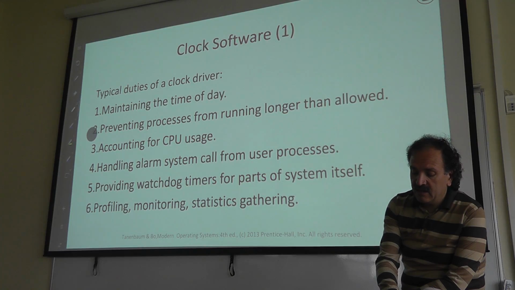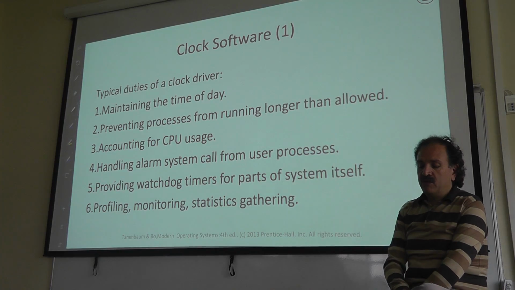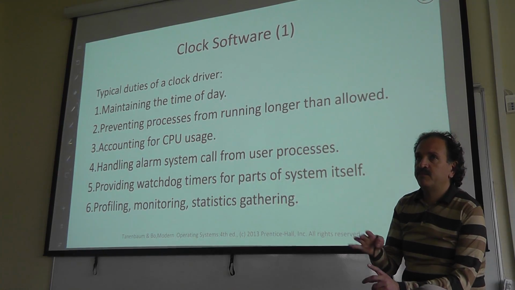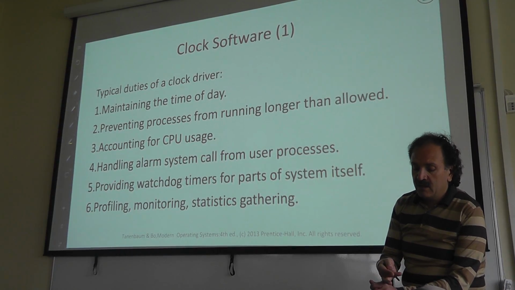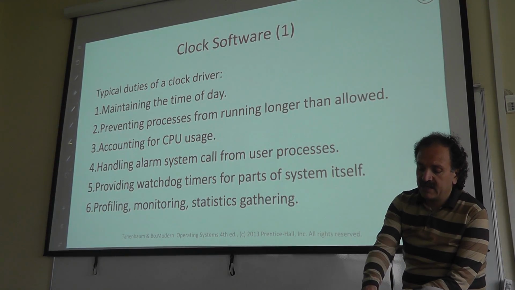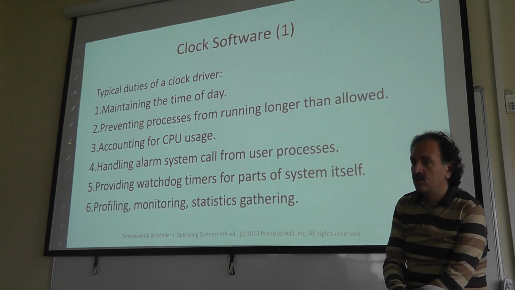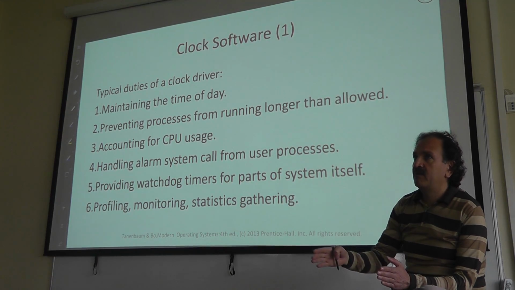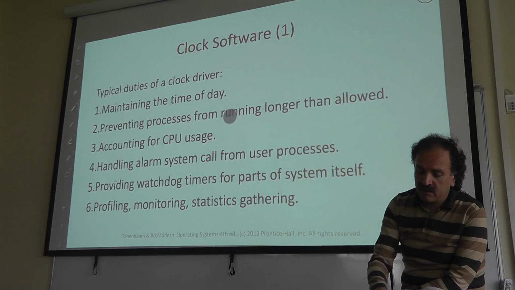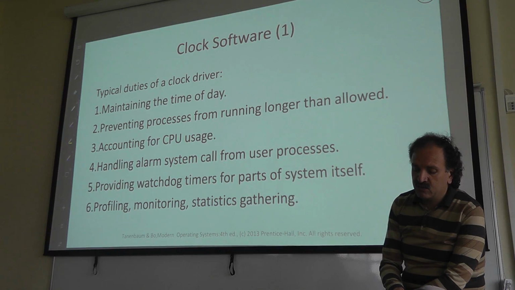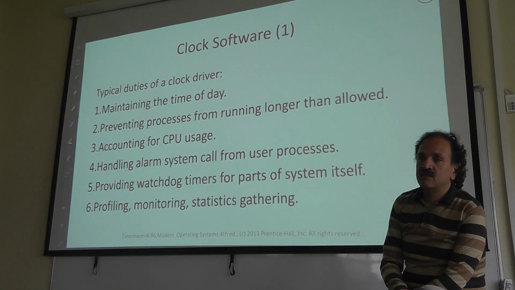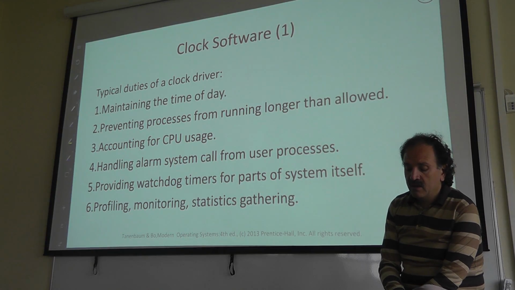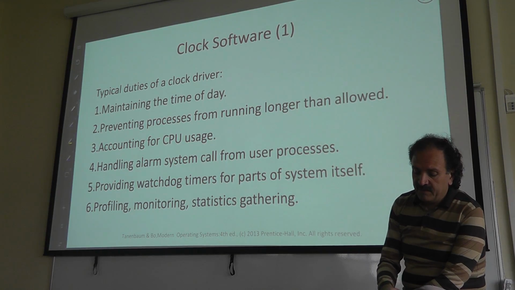Second one, we use it for preemption. What do I mean by preemption? If a process is running too much, if it is taking too much CPU time, then you need to stop that process and let the other process run. So how are you going to measure how much time it used? It's called preemption, and the clock is used for that. Also, how much a process is using the CPU is measured by the clock.